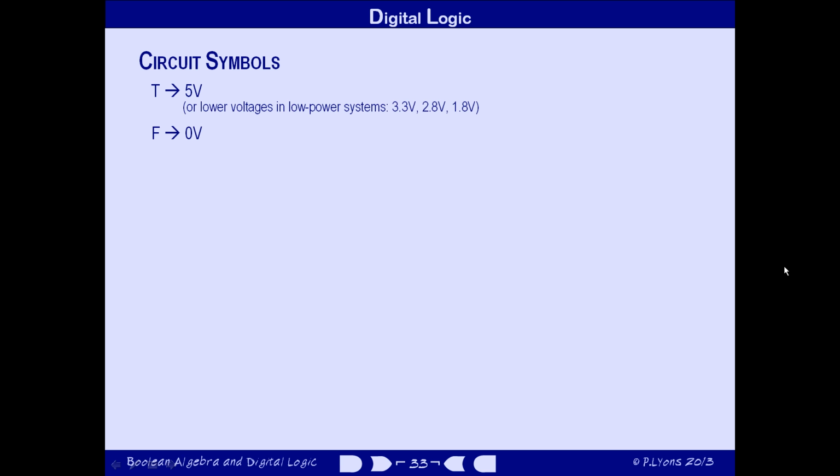Now, 5 volts isn't the only voltage that's used to represent true. Low-power computers like laptops benefit from a reduced maximum voltage, so they're often designed to run on 3.3 volts, 2.8 volts, or even less. I tend to write HI for high and LO for low out of long habit, and because it makes some of the tables that we'll draw up a bit neater.